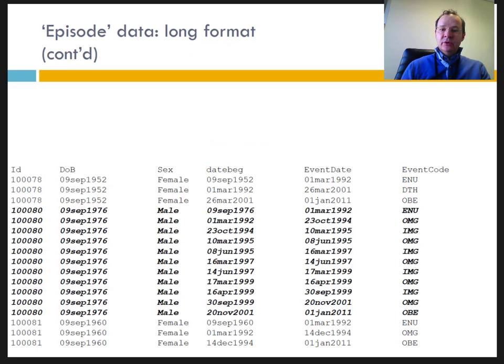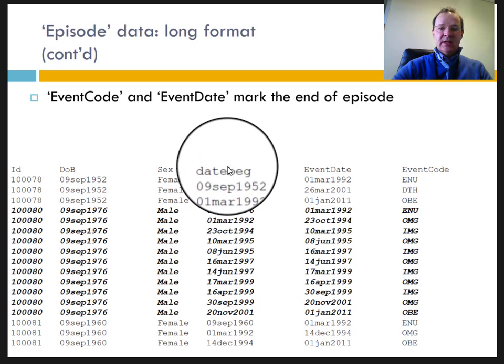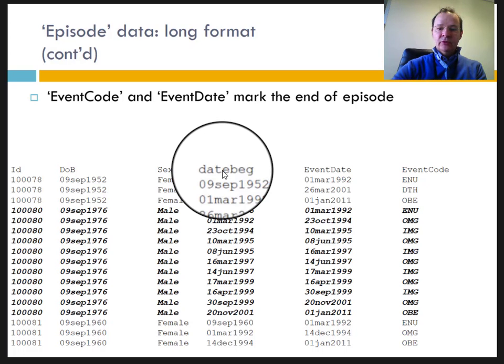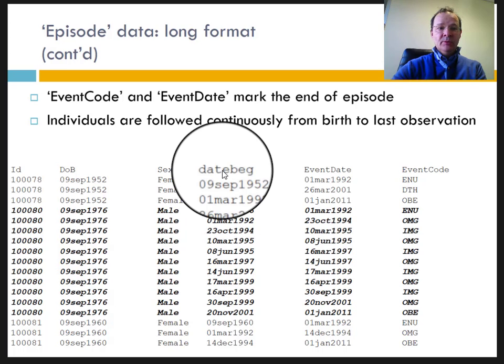So now back to the long format dataset. In this long format dataset, the variables event code and event date mark the end of each episode. A variable is usually computed, dateBeg, to indicate the beginning of each episode. The long format allows us to follow up each individual from birth to the last valid observation time. Some individuals are observed only from enumeration. But then the first episode identifies the period from birth to enumeration. The same applies to people who were observed only from the time of first in-migration.